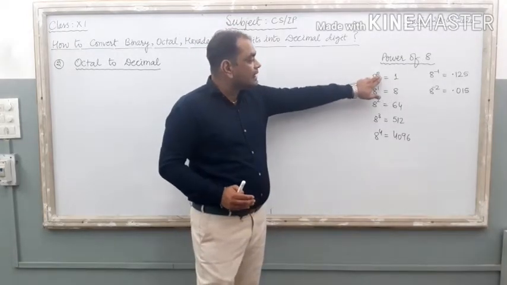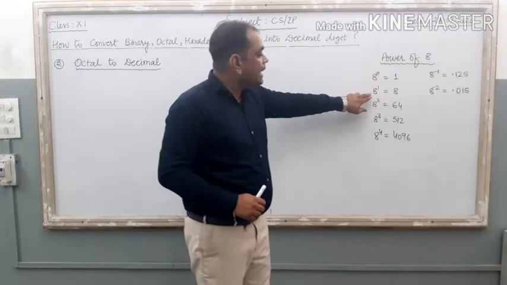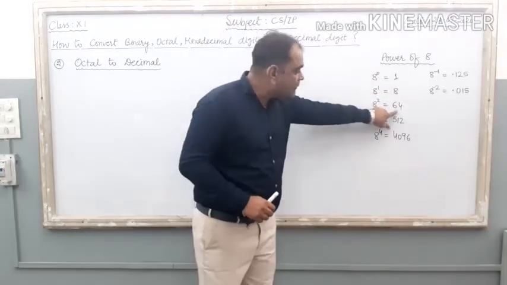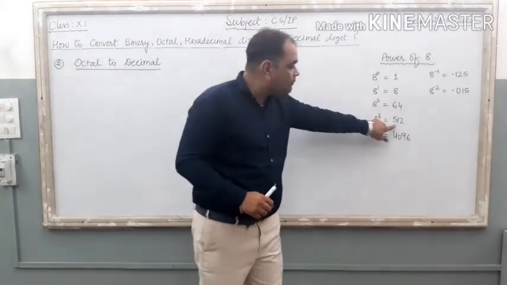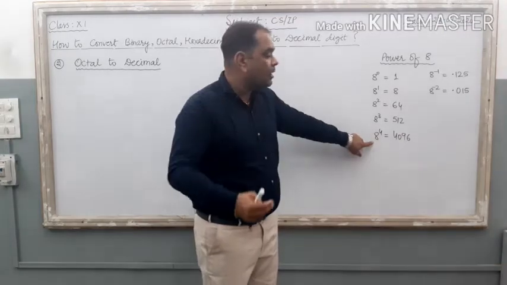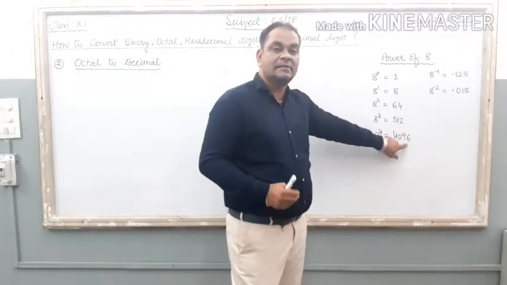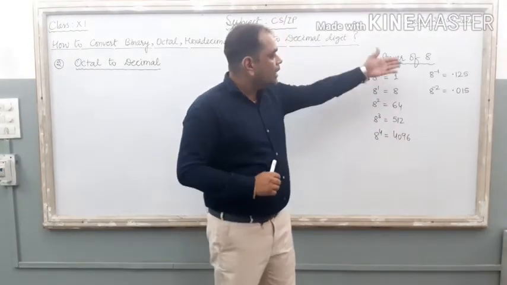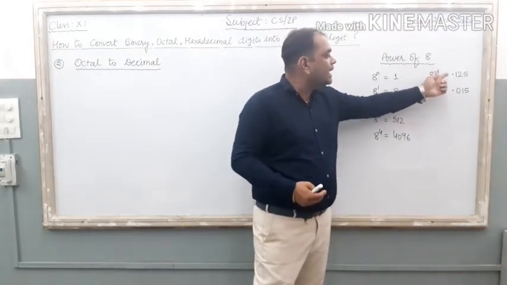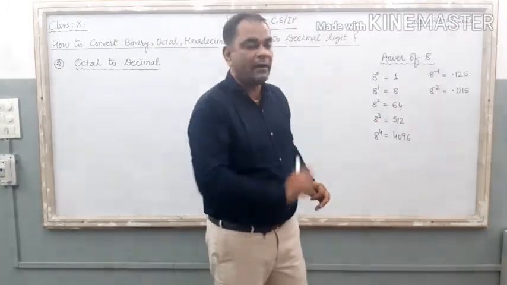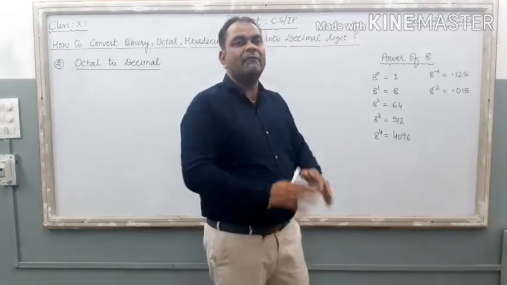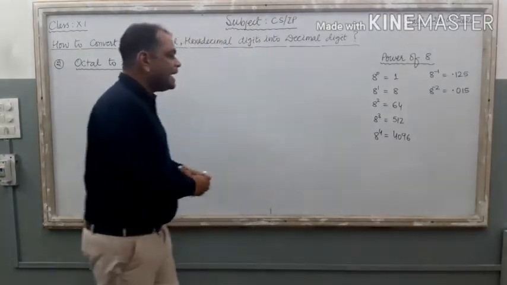8 raised to power 0, it is 1 only. Then 8 raised to power 1, it is 8. 8 square, it is 64. 8 cube, it is 512. And the last one, 8 raised to power 4, it is 4096. Clear? If we talk about the negative powers of 8, 8 raised to power minus 1, it is 0.125. 8 raised to power minus 2, it is 0.015, and so on. Right? So just take an example.